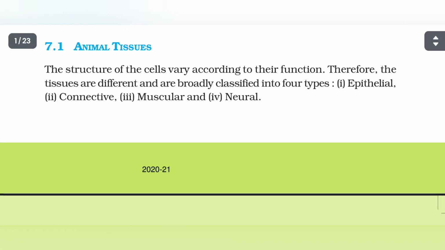Animal tissue. The structure of the cells varies according to their function. Therefore, the tissues are different and are broadly classified into 4 types: epithelial, connective, muscular, and neural.